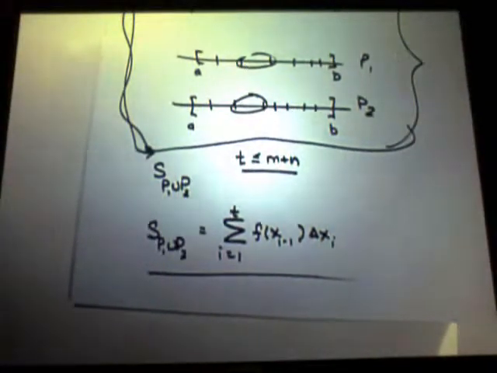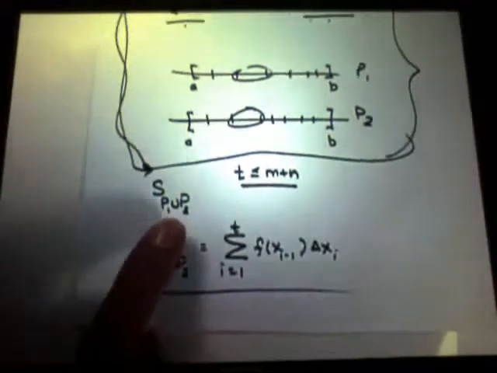Okay. So, we don't know what the sum is, but we know that the function isn't going to move more than epsilon on any subinterval. Now, consider adding one extra partition point, say, to P1. We'll draw a blow-up of this.